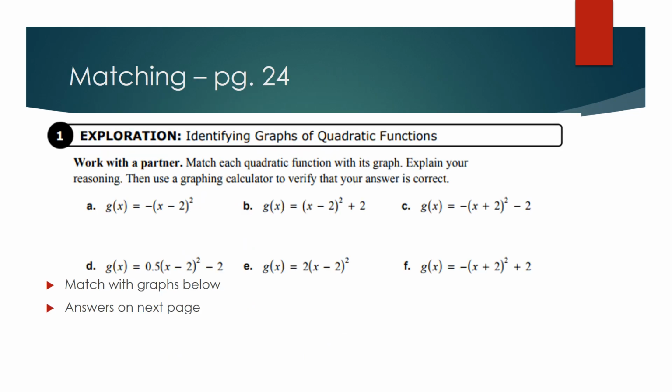All right, so the first thing I want you to do, on page 24 in the workbook, is take the functions that you know, because you know your transformations already, and match A through F with the graphs. When you're finished, I want you to select over to the next page to get the answers.